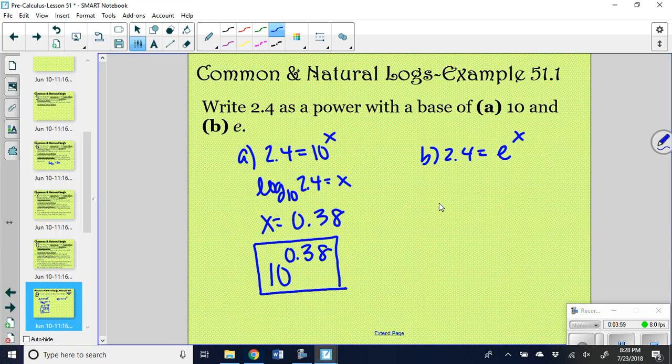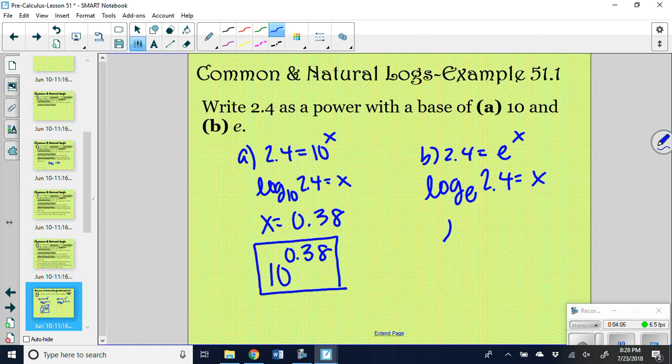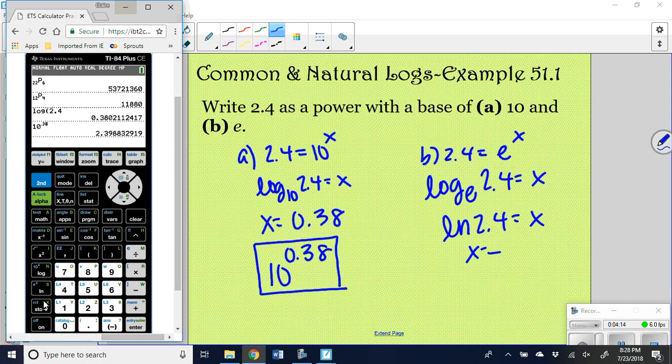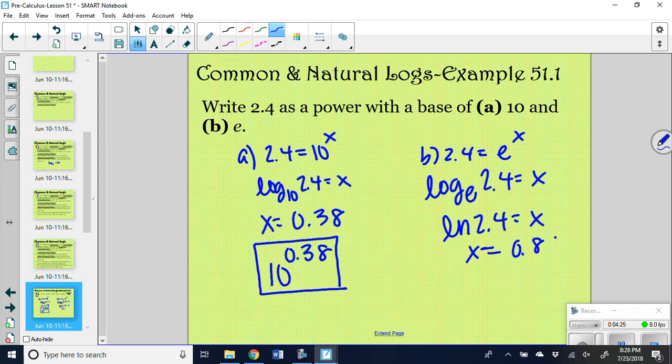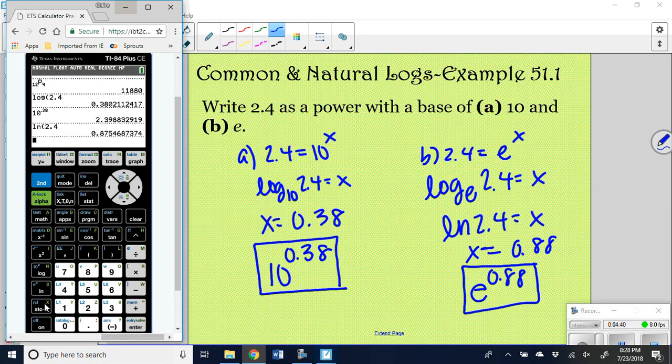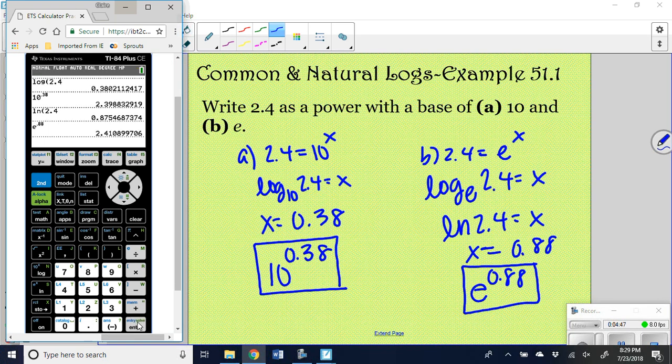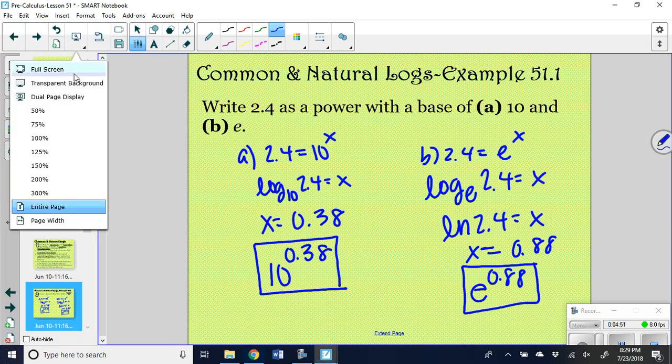For part B, we have a base of e. So instead of doing log base e of 2.4, log base e is just ln of 2.4. And so when you use your calculator, you're going to do ln of 2.4, and that's going to give you 0.88. So your x value, or your answer, would be e to the 0.88. And again, you can check that by just typing in e to the 0.88. So you can get your e button by hitting second ln and then 0.88, and it gives you really close to 2.4. So that's how those work.